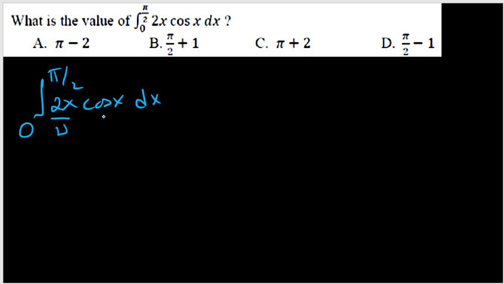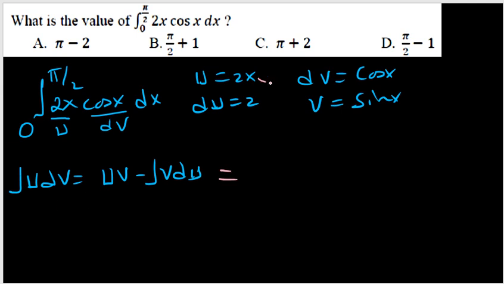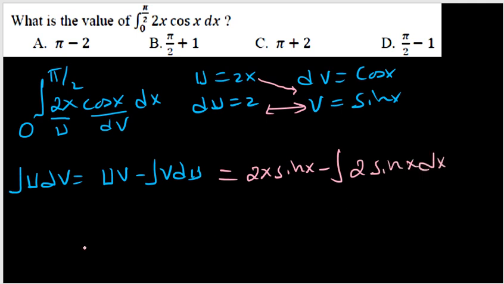Let's take this one as u, this one as dv. So u is equal to 2x, meaning du is equal to 2, and dv is equal to cos x, and v is equal to sin x. So the integral of u dv is equal to uv minus the integral of v du, the rule. So our integral is equal to uv, meaning first I multiply 2x sin x, minus the integral of v du, meaning 2 sin x dx.